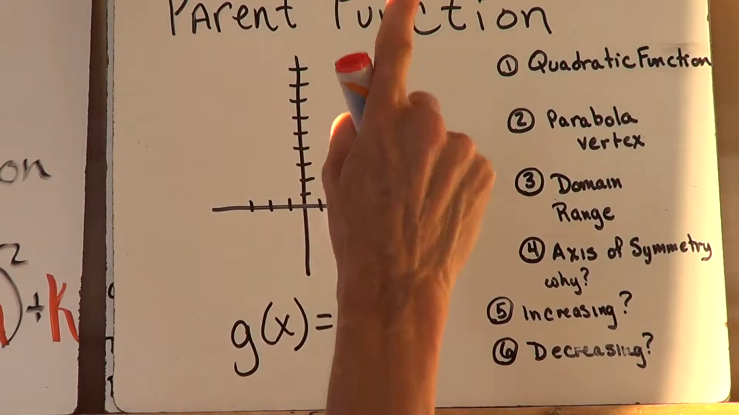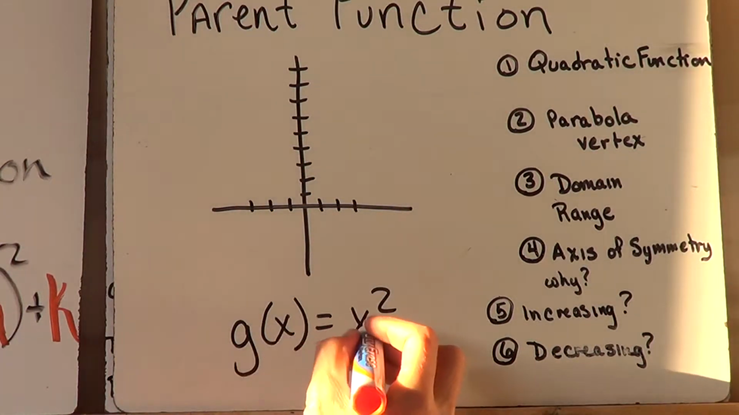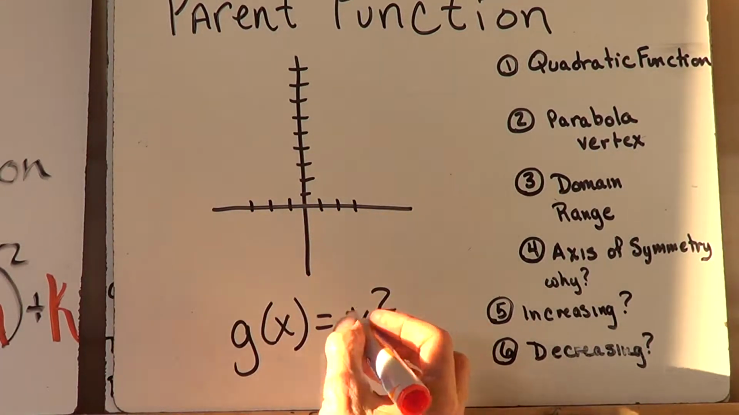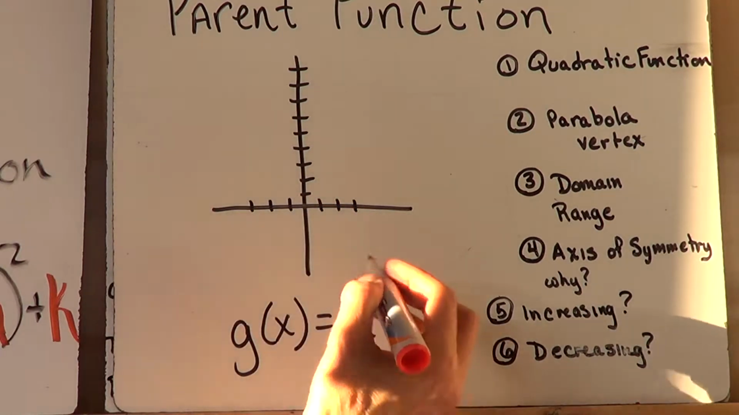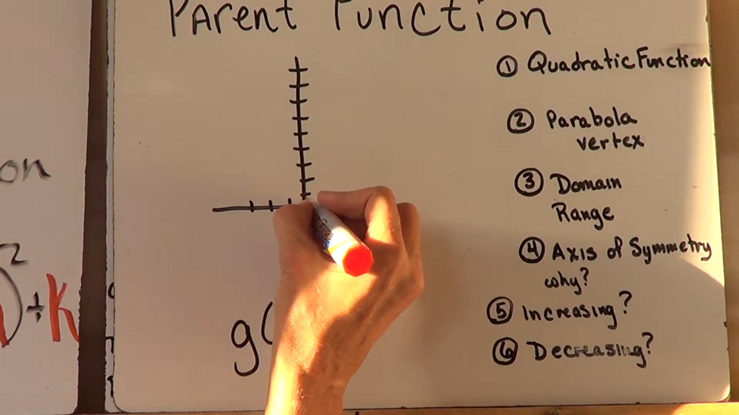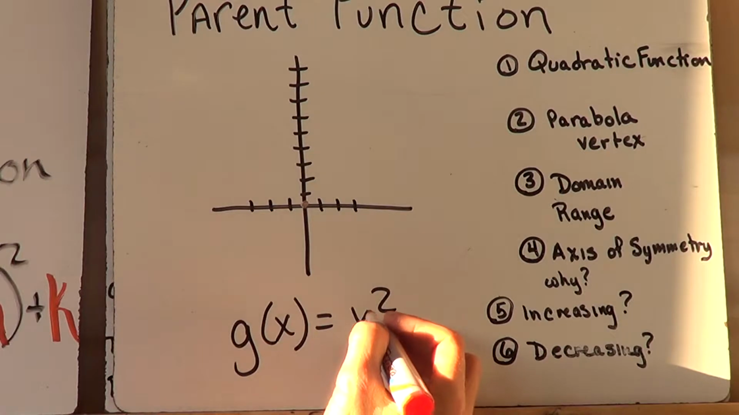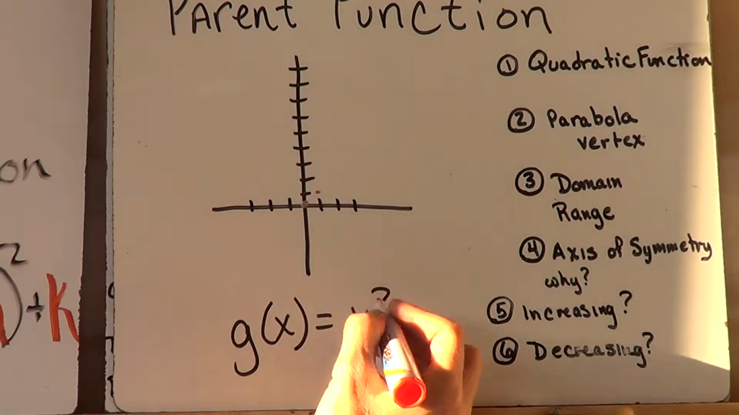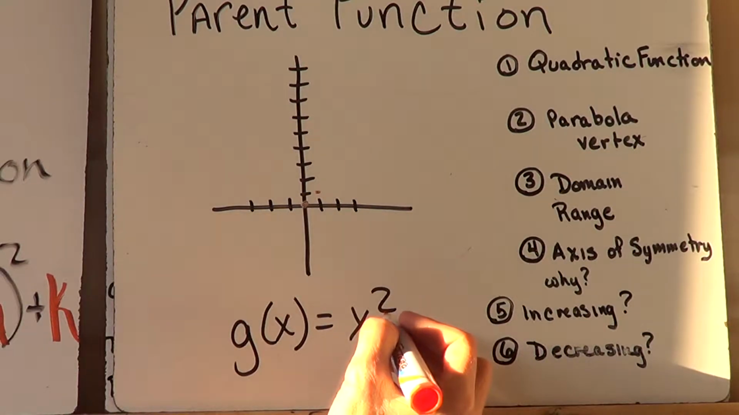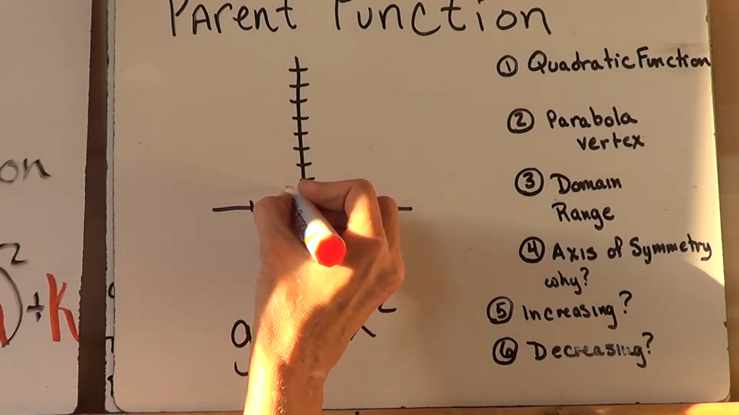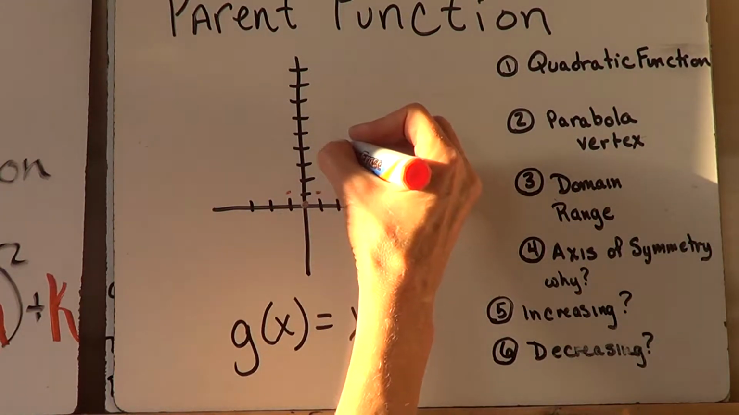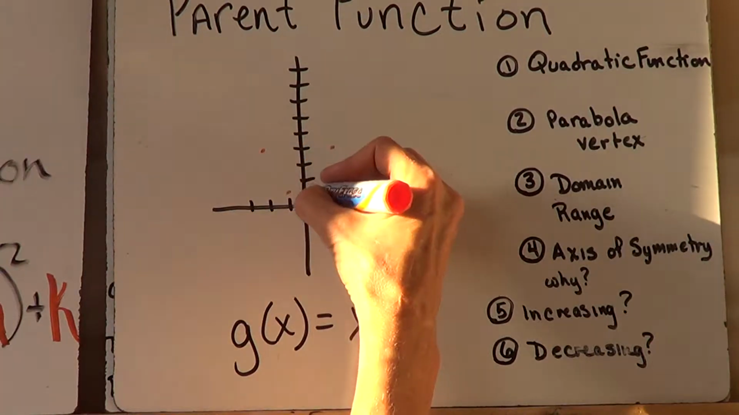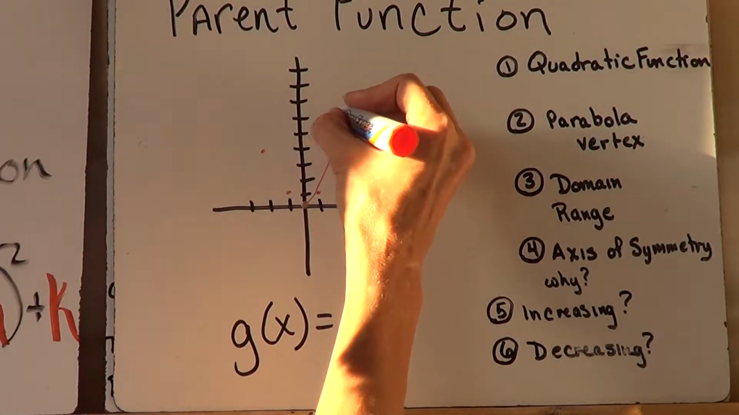Okay, the parent function, first of all, is g of x equals x squared. Now to graph that, we would plug it in. So we plug in 0 for x, 0 squared is 0. 1 for x would be 1 squared, which is 1. Negative 1 for x would be negative 1 times negative 1, which is 1. 2 squared is 4. Negative 2 squared is 4. So we end up with this wonderful U shape.